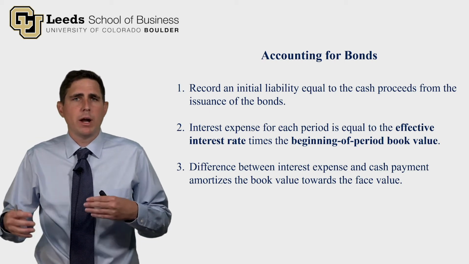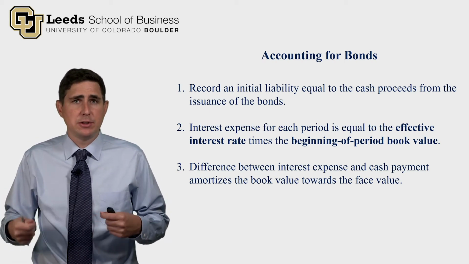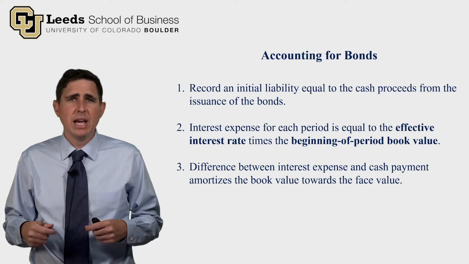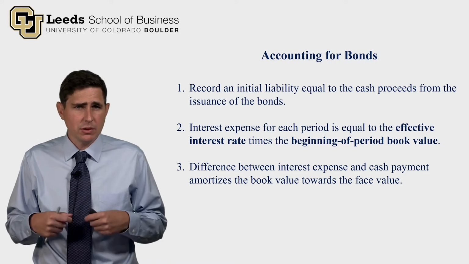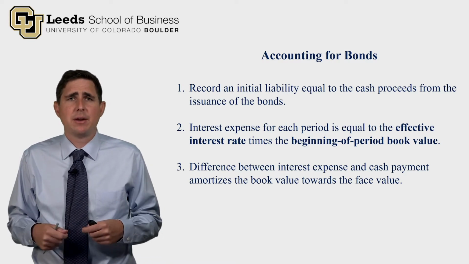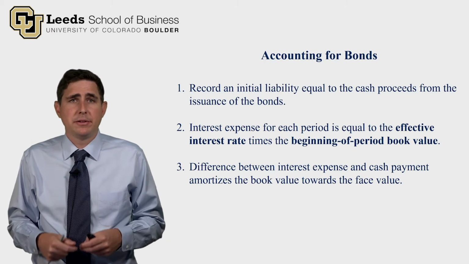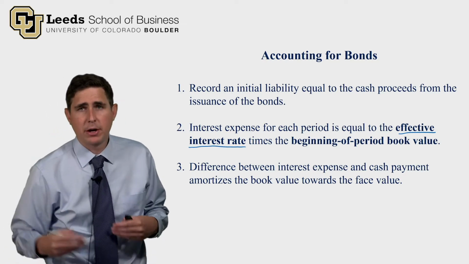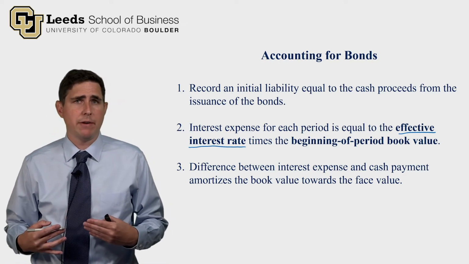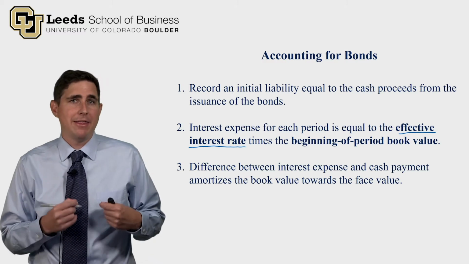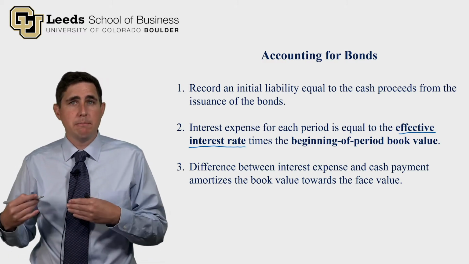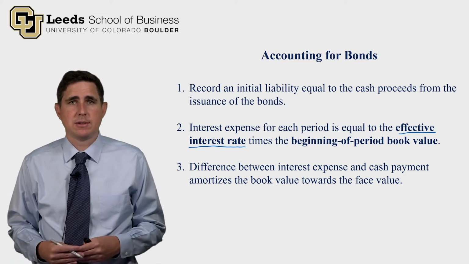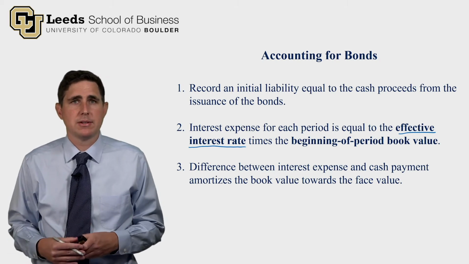Step two involves what a company does as time passes and they're still borrowing this money. They record interest expense for each period. And the interest expense is a calculation using the effective interest method. How does a company calculate interest expense? They'll take the effective interest rate. So remember, the effective interest rate is the one that the market determines. So a company needs to figure out what that effective rate is. And they'll multiply that effective rate times whatever the beginning of period book value of the debt balance is to arrive at interest expense. And we'll go through an example of how this is done.